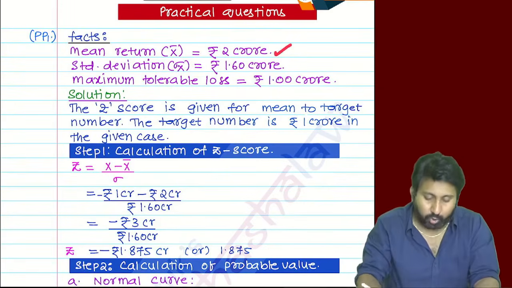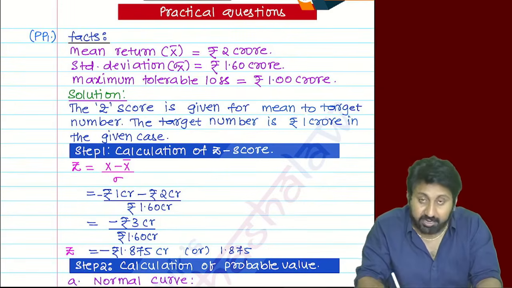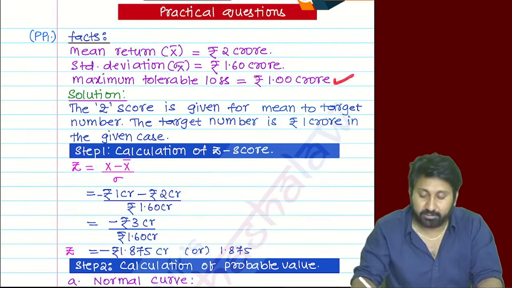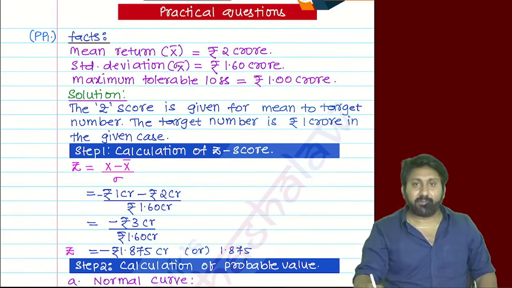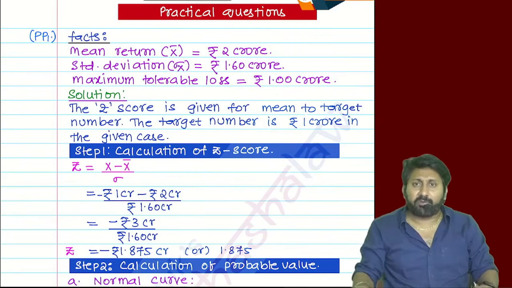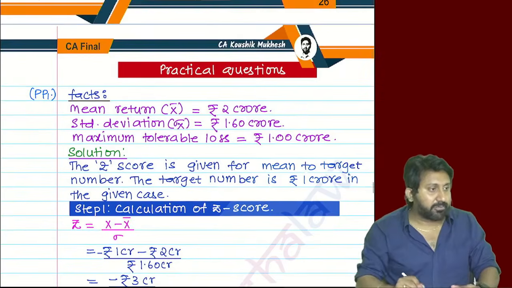Mean return is 2 crore. Amounts they have given, not in percentage. Standard deviation 1.6 crore. Maximum tolerable loss 1 crore. Here VaR is given. Maximum tolerable loss he has given. What do we have to tell? What is the probability we have to calculate now? Understood the point or not?